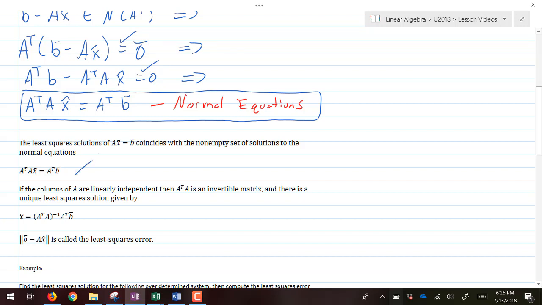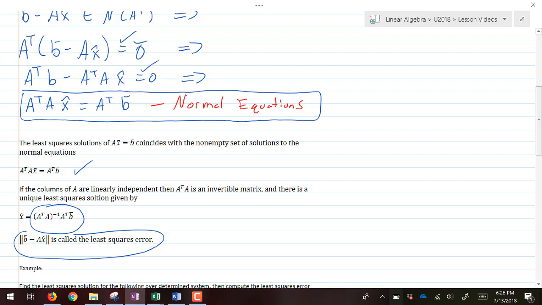Now it's possible that A transpose A x equals A transpose b has more than one solution, right? You could have a multi-dimensional null space. So when the columns of A are linearly independent, then A transpose A is an invertible matrix and there is a unique least squares solution. And in that case, the distance, the norm of b minus A x hat, is called the least squares error.